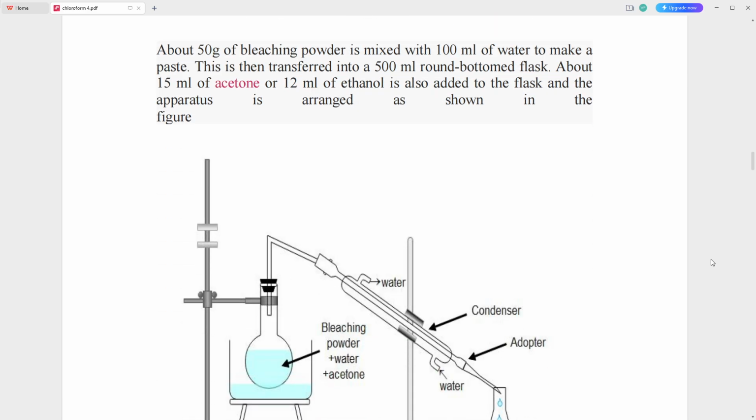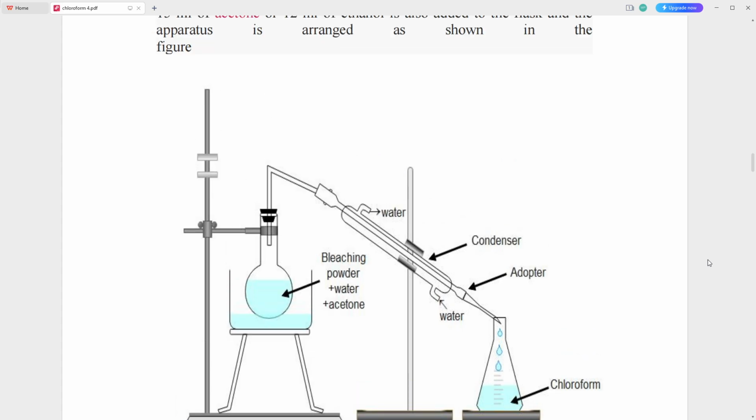Now this is the apparatus of laboratory preparation of chloroform. About 50 gram of bleaching powder is mixed with 100 ml of water to make a paste. This is then transferred into a 500 ml round bottom flask. About 15 ml of acetone or 12 ml of ethanol is also added to the flask. And the apparatus used is arranged as shown in the figure.